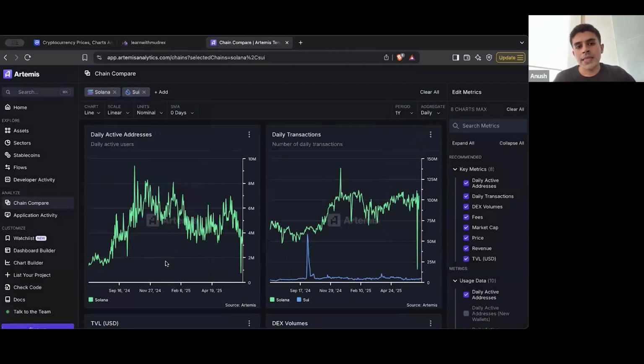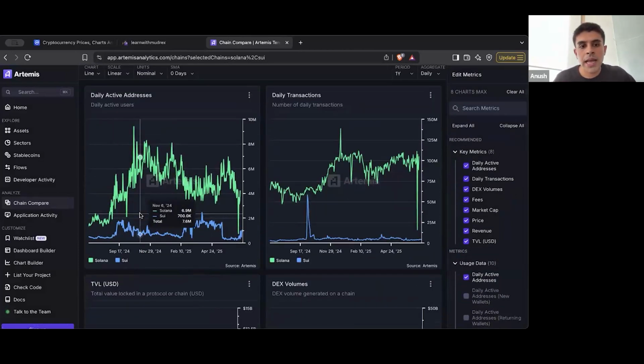Now what we can see here is that Solana's activity is so much higher than Sui's. It's not to say that Sui does not have a growing network, it definitely does. But you can see the rate of growth. For example, daily active addresses on Solana last year was 1.4 million. So every day people were interacting on the Solana network 1.4 million times. And if you see today, that number has shot up to 4.2 million. So you can see the massive jump there.